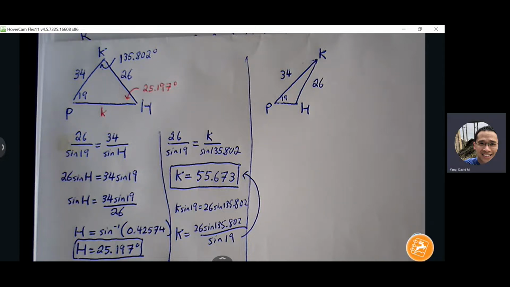So it's nice to have this first triangle because a lot of it, you can use to help you figure out a lot of this. So we do 180 minus 25.197. The reason why is because this angle here is always going to be this here.